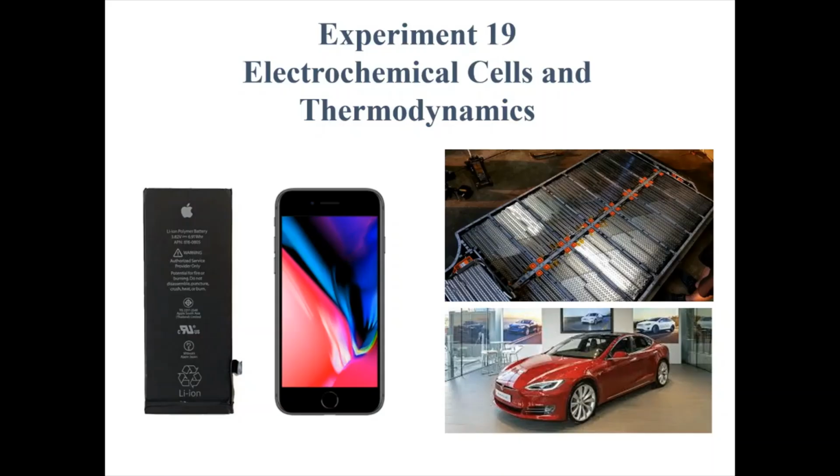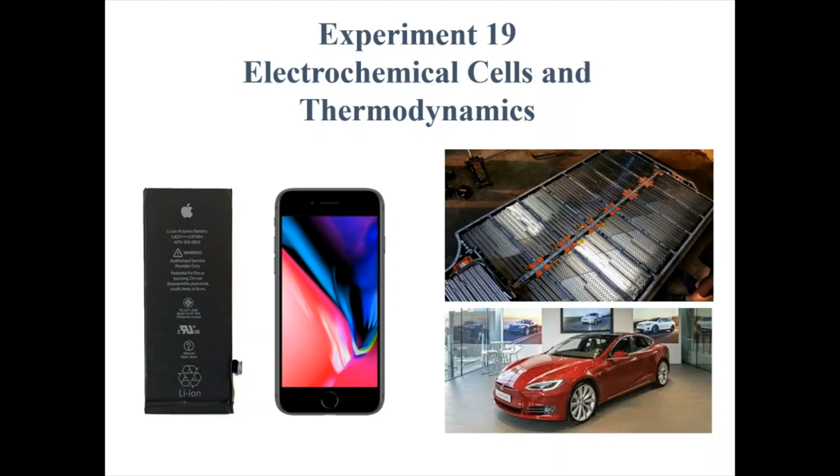Okay, everyone. In this video, we're going to cover experiment 19, which is electrochemical cells and thermodynamics. For the next two labs, we're going to be looking at electrochemical cells. And there are two main classes we know from class. The first is voltaic cells, and the second is electrolytic cells. So in experiment 19, we're going to look at voltaic cells. And then in experiment 20, we're going to look at an electrolytic cell.